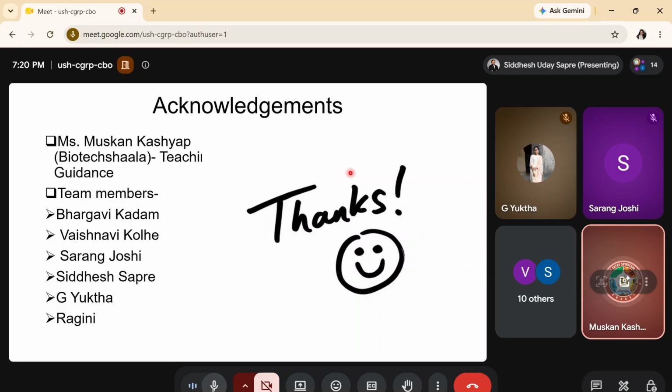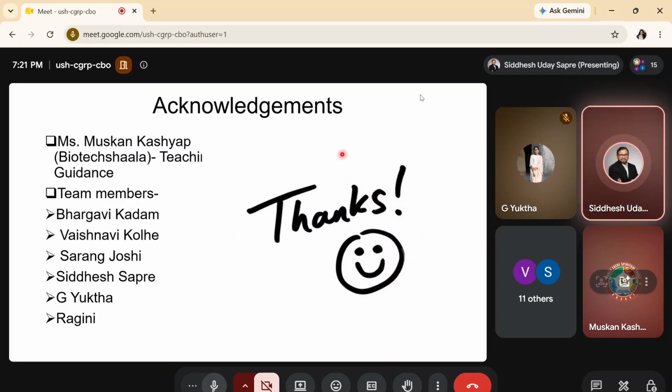Okay, then I would like to ask some questions. My first question is, even though Siddesh already cleared that the sequence would be different, why was the mouse sequence first and then the chimpanzee? Why is this difference? So, Muskan, should I answer?